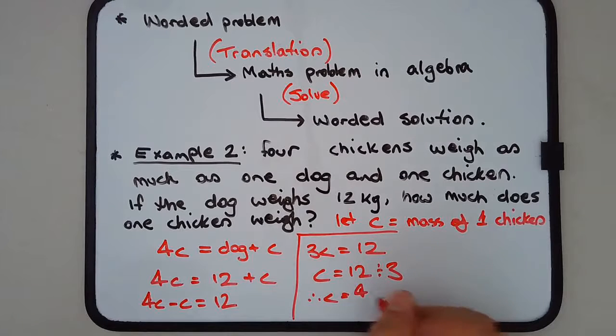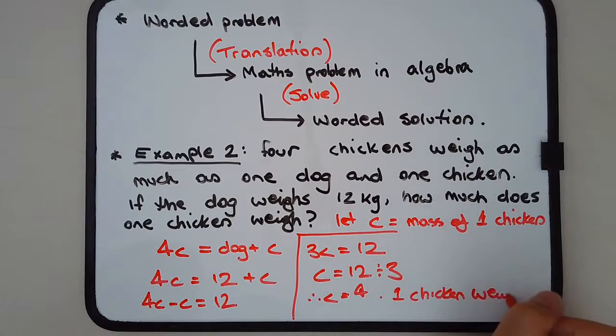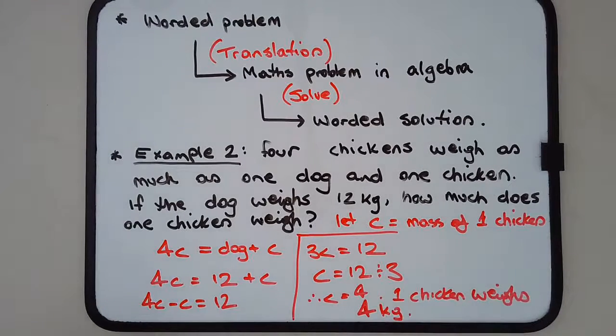The 1 chicken weighs 4 kilograms. The question is about finding the weight of a chicken, so we answer in the same way.